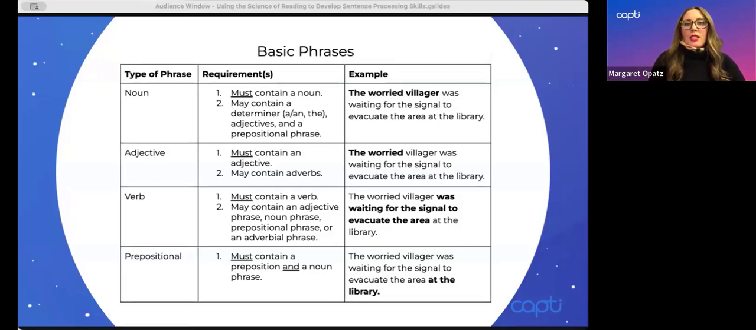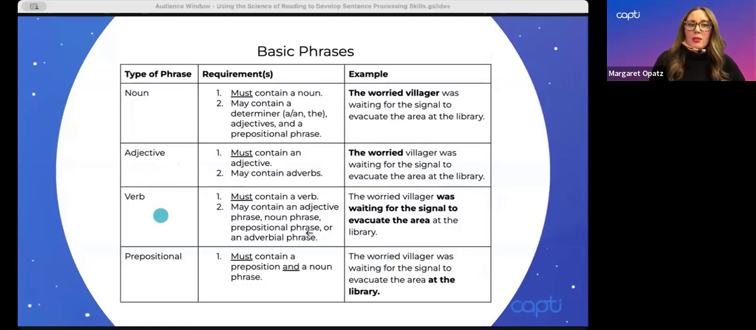So we should teach students these basic phrases, like there's something called a noun phrase. And that's when we have the noun of the villager, and then we're adding adjectives before it to really describe what type of villager we're talking about. We should also teach them that there's a phrase that includes adjectives. So we have the and worried. That's another phrase. So it's that adjective level phrase.